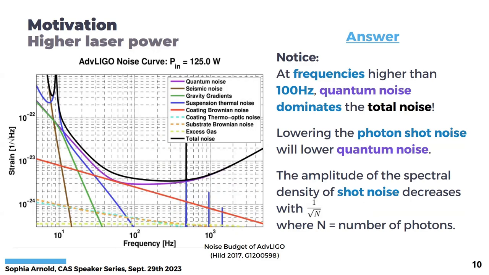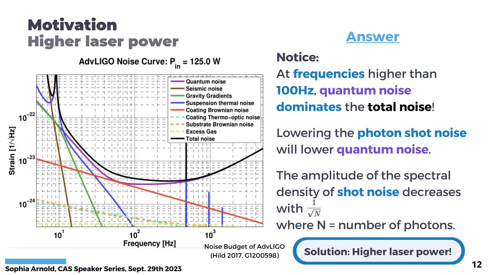Now, from quantum mechanics, we know that photon shot noise will lower this quantum noise, and that the amplitude of the spectral density of shot noise decreases with a factor of 1 over the square root of N, where N is the number of photons incident on the mirror. Now, that's a lot of jargon. All you need to know is that the solution is higher laser power. That's how we are going to lower this quantum noise. That's how we're going to see better resolution at these higher frequencies.